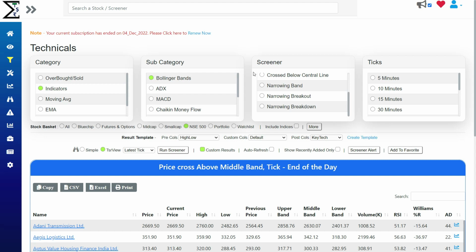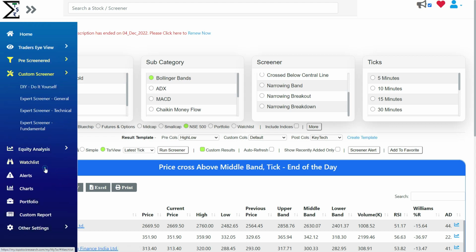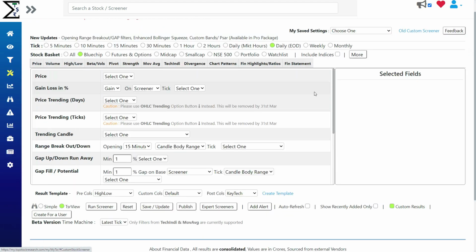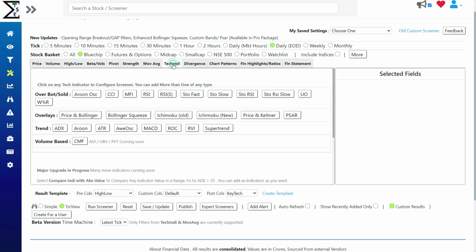If you want to give a little more spice to this particular setting rather than standard settings, go to DIY screeners, custom screener, go to DIY, go to technical indicators. In the overlays, you'll see there are two. Since this is so powerful and so important, what we have done is we have added two different Bollinger Band strategies. One is simple price and Bollinger, and another is Bollinger Band squeeze. We'll see what these two things are, right?